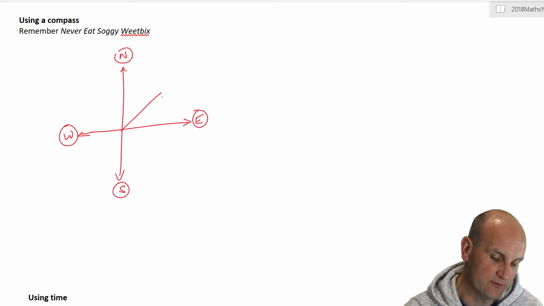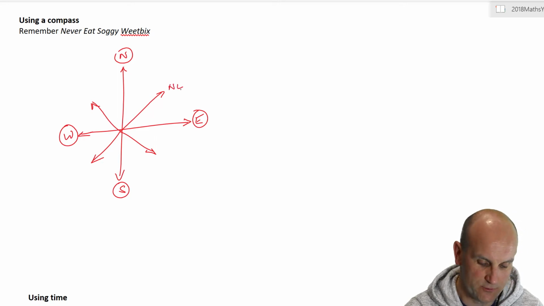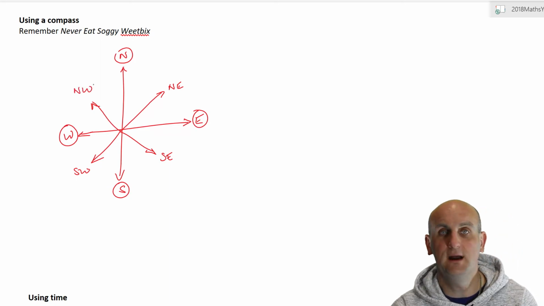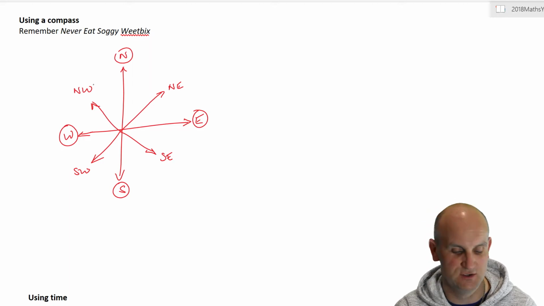And then what we have is these little points halfway between each of these main compass points. So this one here is northeast. This one is southeast. This is southwest. And this is northwest. Now, why is a compass important to me? Well, because funnily enough, these also have angles associated with them.